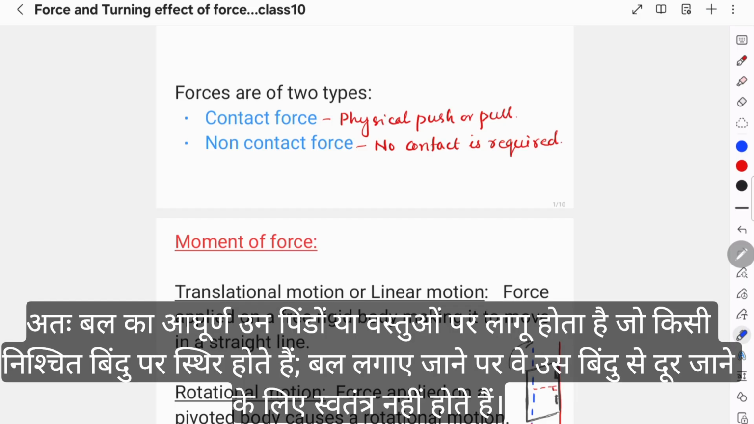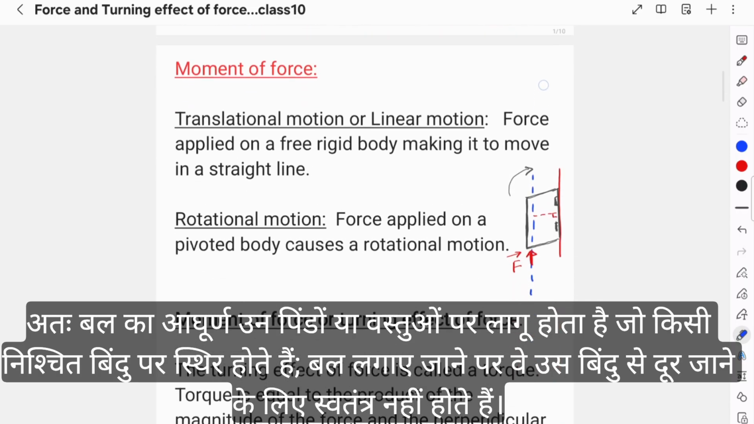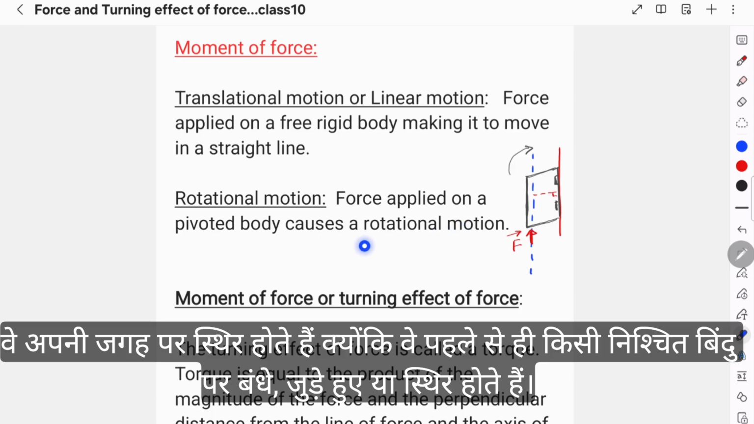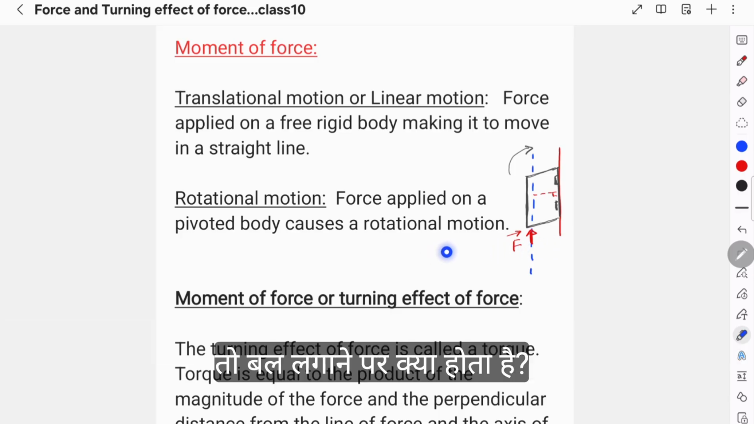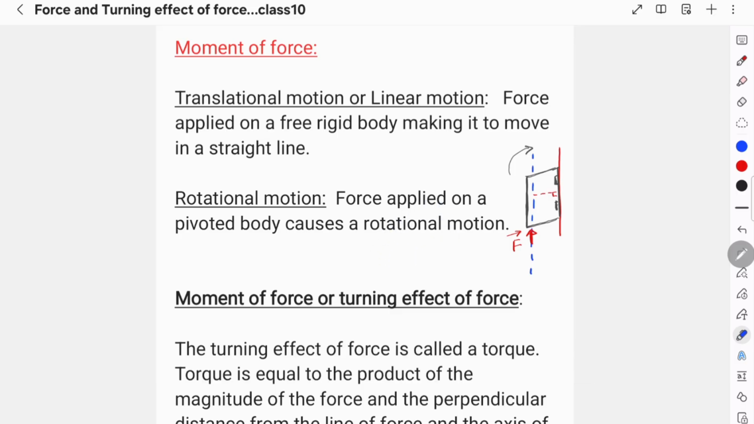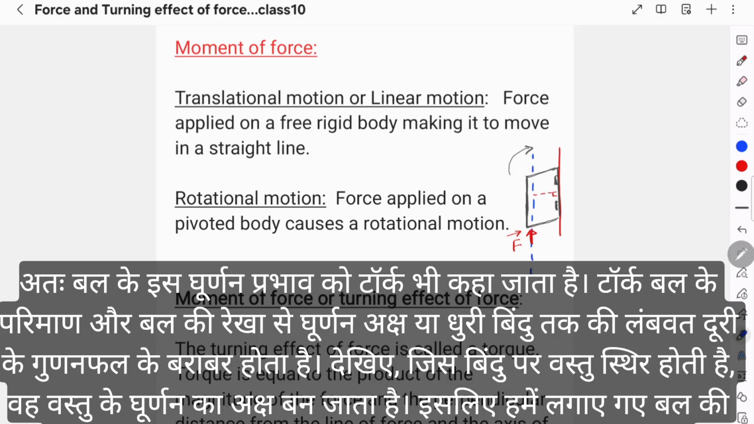So moment of force is applicable to bodies or objects which are fixed at a certain point. When a force is applied, they are not free to move away from that position because they are already tied or hinged or fixed at a certain point. So what happens when a force is applied? The only possible movement for them is rotational movement. This turning effect of the force is also called torque.